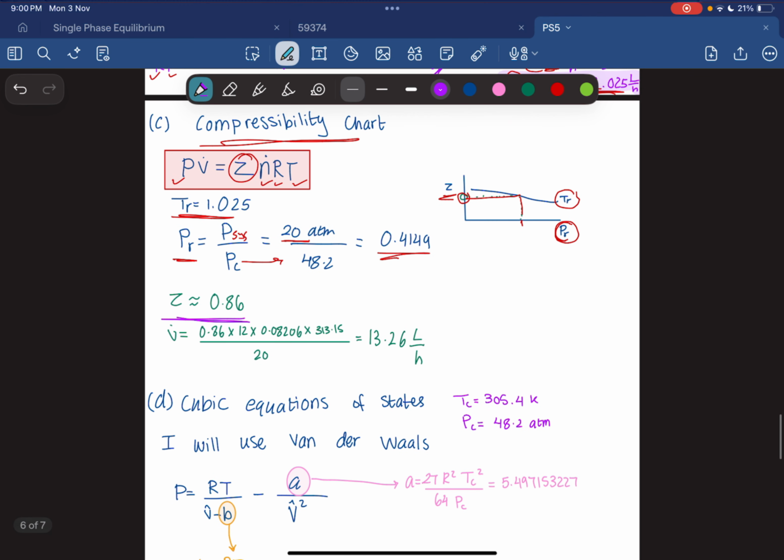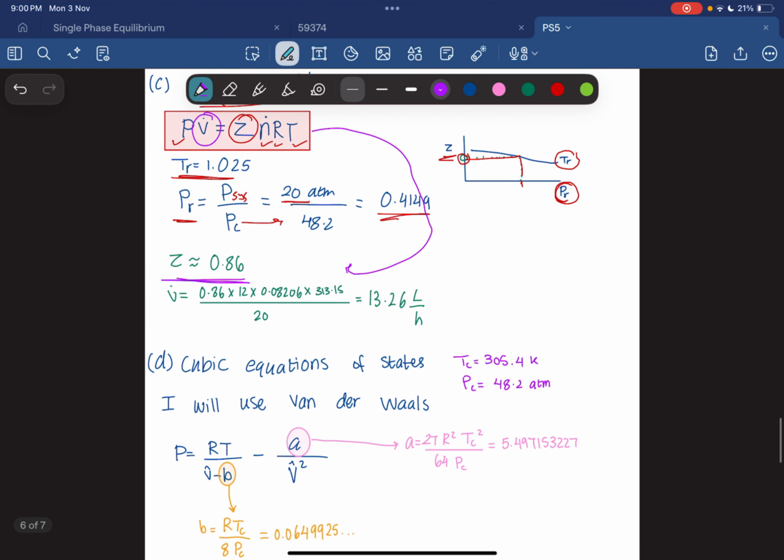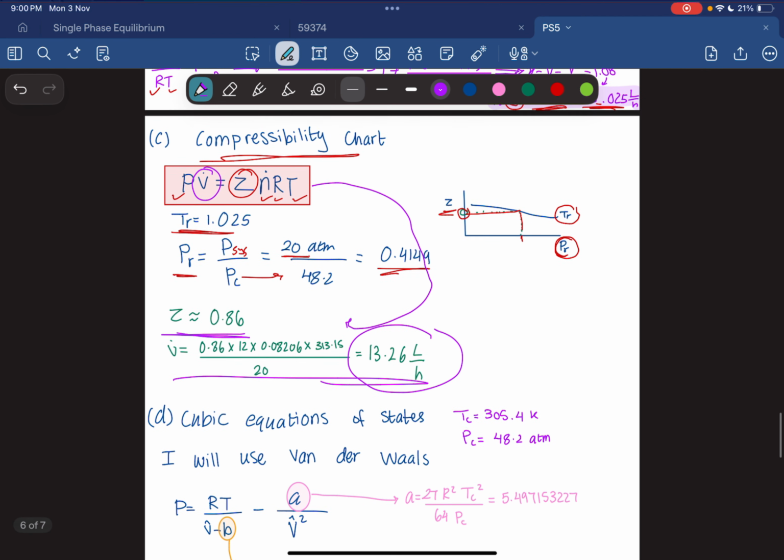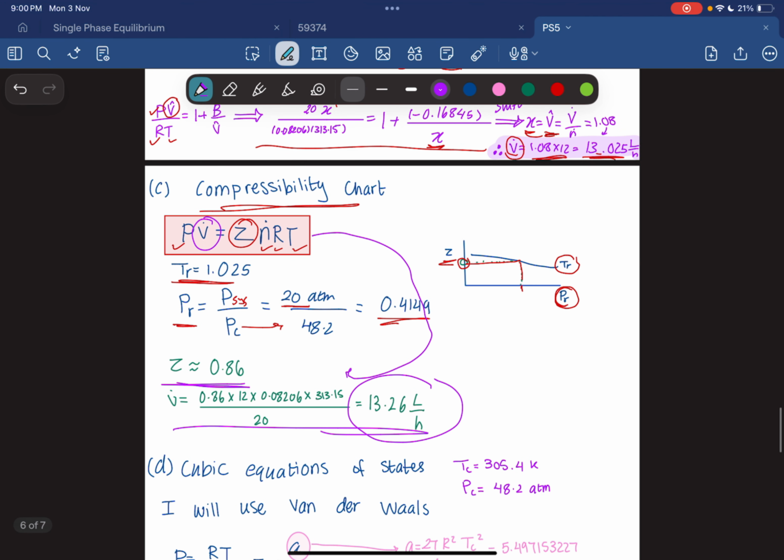Then you will just again substitute all the givens and the Z to solve for the volumetric flow rate. And you will get a value of 13.26 liters per hour.